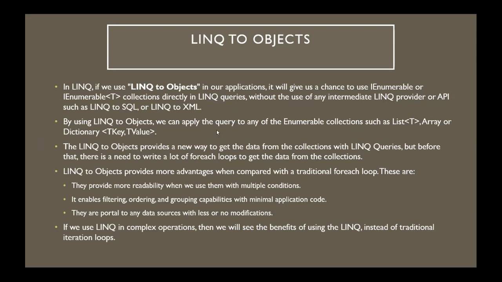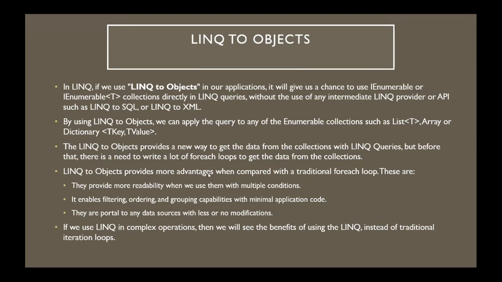By using LINQ to Objects, we can apply the query to any IEnumerable collection, such as a list of generic type, arrays, or a dictionary of generic type with the key-value pair. LINQ to Objects provides a new way to get data from the collection with LINQ queries, but before that, there was a need to write a lot of foreach loops to get the data from the collections.